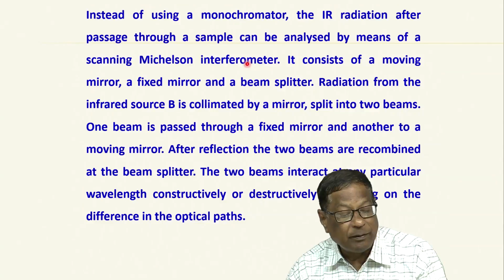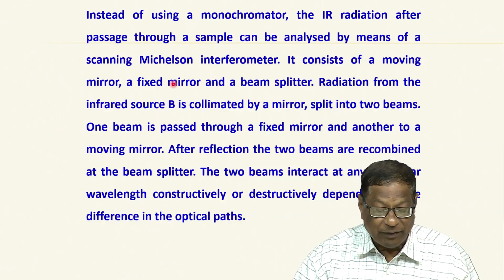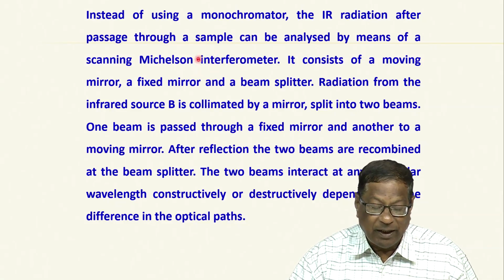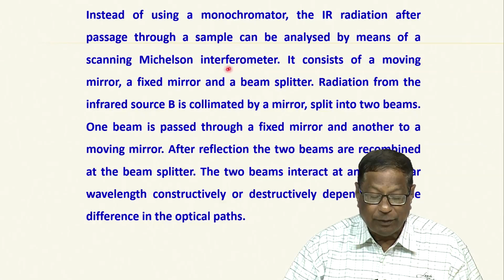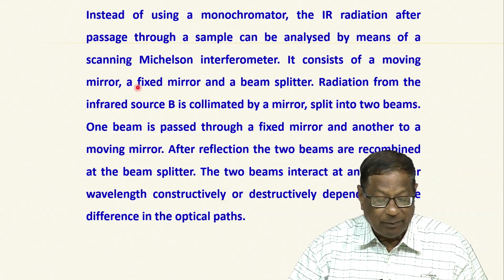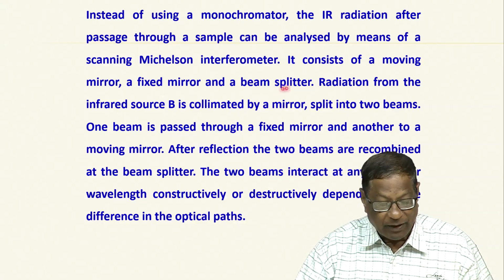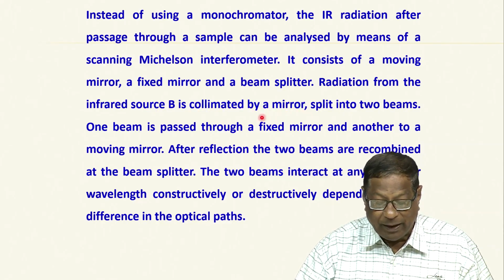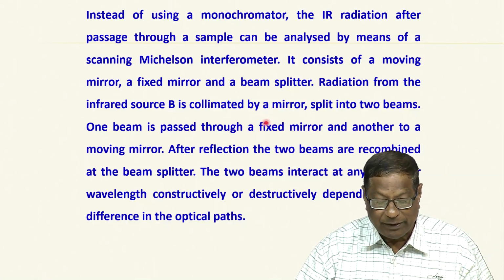So, instead of using a monochromator, the IR radiation after passage through a sample can be analyzed by means of a scanning Michelson interferometer. This is a sort of second year PU physics material, that is, the interferometer is taught around that level. Basically, it consists of a fixed mirror, moving mirror, beam splitter, etc. So, radiation from the infrared source is collimated by a mirror. This I already told you. I am only putting it here for the record, so that you will know exactly what is happening.